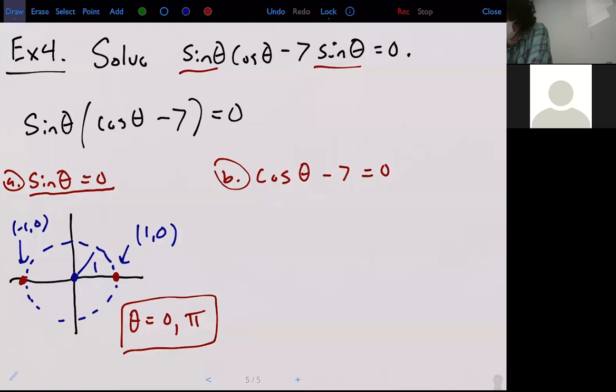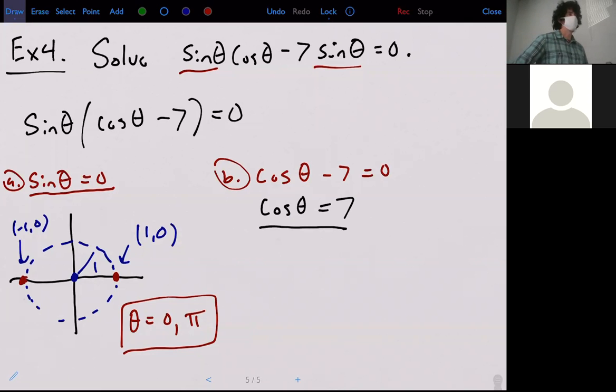So part B, we add a 7 to both sides and look, cosine is equal to 7. And this tells us we have no solution to this side over here. So why does this tell us we have no solution?